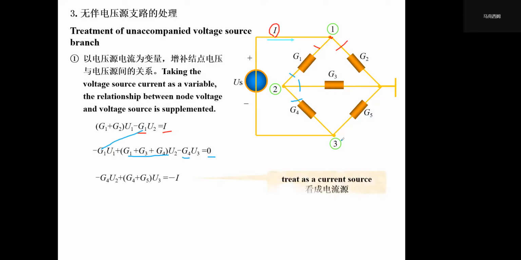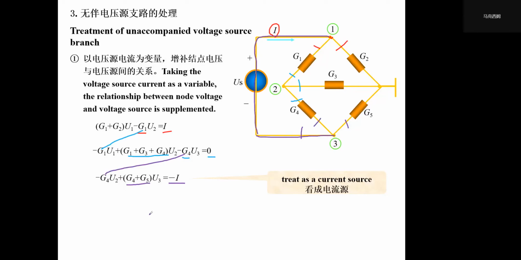And similarly, we can write this for node 3. For node 3, we see that we have 3 branches here, here, here. So its self-conductance is G4 plus G5. And we just directly copy this here. We have the connection between those two. And since the branch connecting node 1 and node 3 has no resistance, we don't have a cross conductance between them. And the current flows out of node 3, so we give it a negative I.